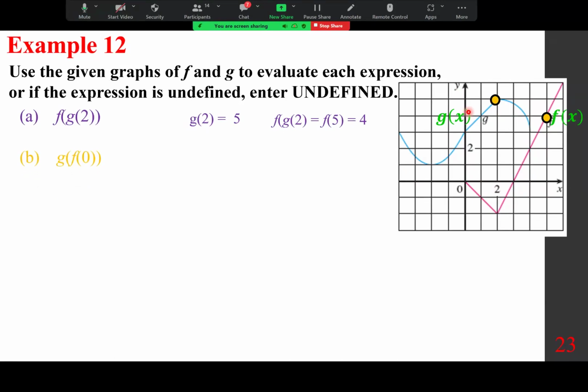G of f of 0. So first and foremost, we need f of 0. Again, f is the red one. F of 0. So locate the 0 along the x-axis. This point has coordinates 0, 0. So f of 0 is 0. So you want g of 0. Now g of 0 has the y coordinate 3. And you're done.